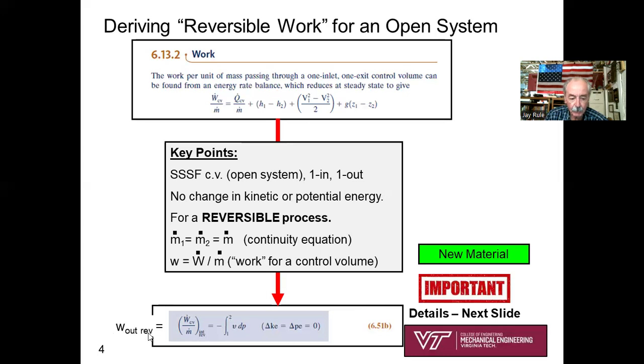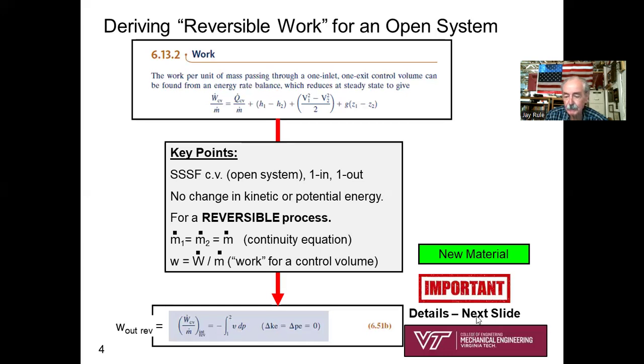W out for a reversible process. So this is an expression, a formula, but it's a governing equation expression for the work done by an open system for a reversible process 1 to 2. And here it is: minus the integral of V dP. Notice here it says kinetic energy change, potential energy change, both equal 0. Minus the integral of V dP.